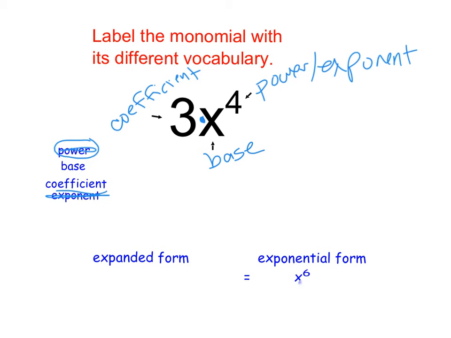So, exponential form. If I have x to the 6, what does x to the 6 mean? It means x multiplied by itself 6 times, right? So keep that in mind.